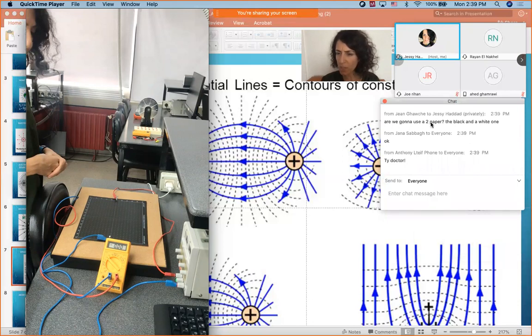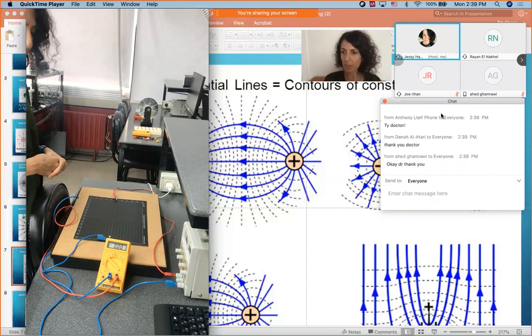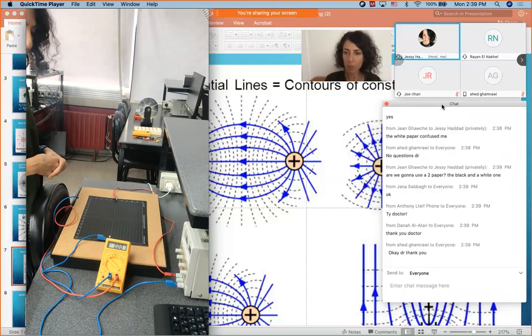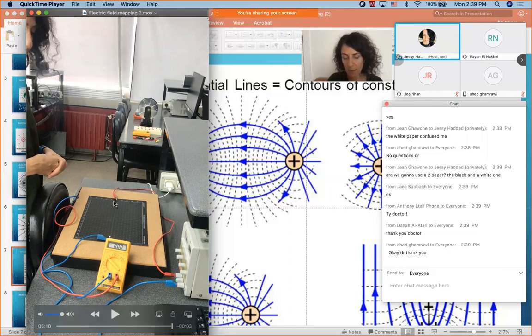Are we going to use two papers, the black and the white? All right, so the black usually stays in the lab, right? So it stays in the lab and we don't actually write on it. We only do the experiment on it, Jean. So usually I write all my points on the white paper that is a duplicate of the black, and I draw the equipotential lines on the white paper, and I take a picture of the white paper and give it to you.